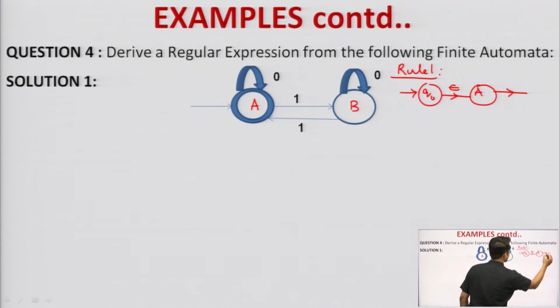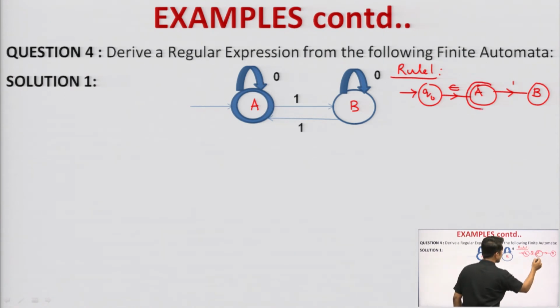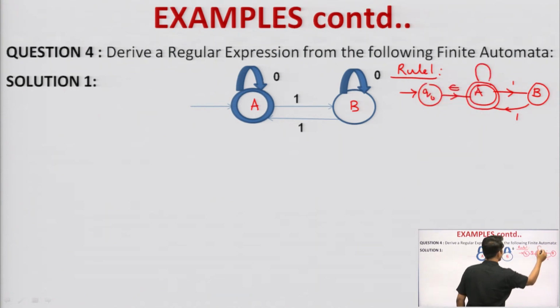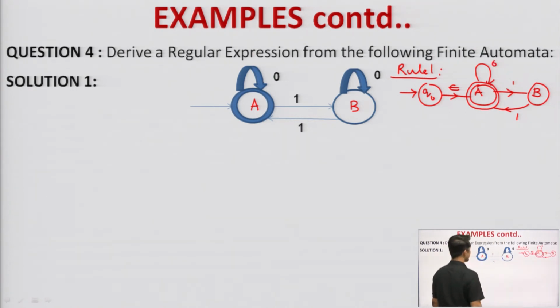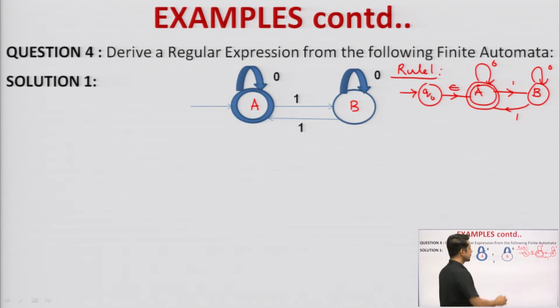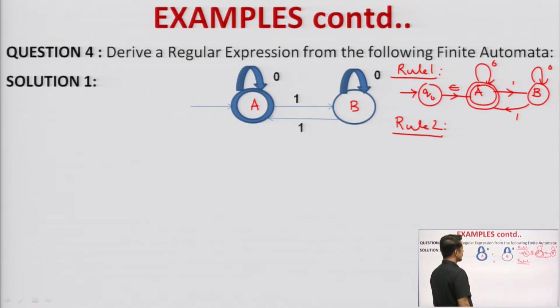It is having a 1 transition to B, and A is the final state. Then from B I am having an input alphabet of 1 back to A. In A I am having a self loop of 0, and in B also I am having a self loop of 0. Now, rule 1 is satisfied. In rule 2, the final state should not have any outgoing edges. So, the final state is having an outgoing edge, right.